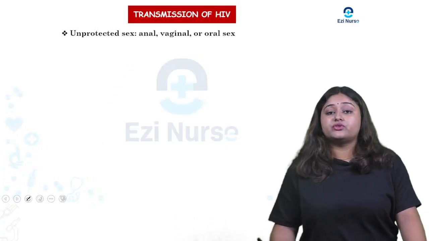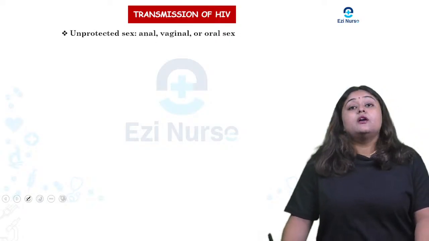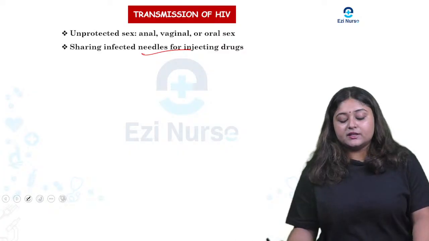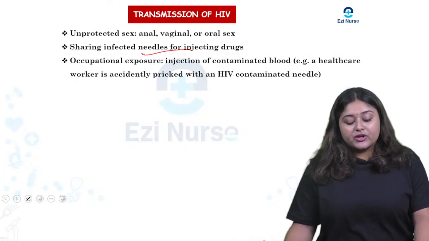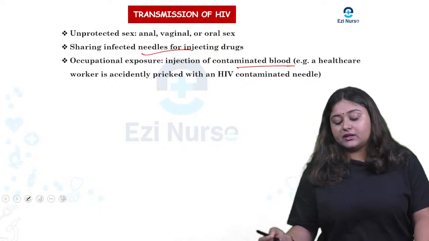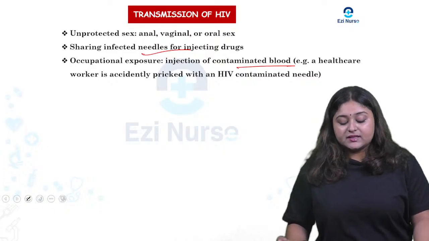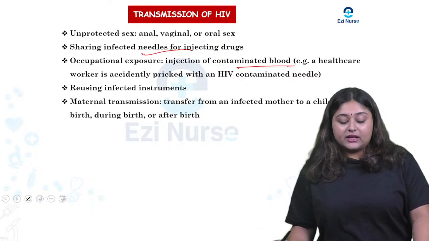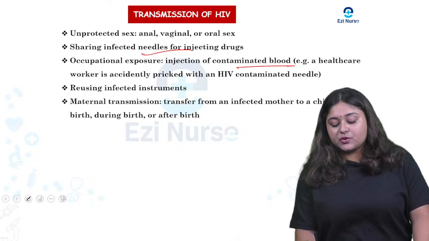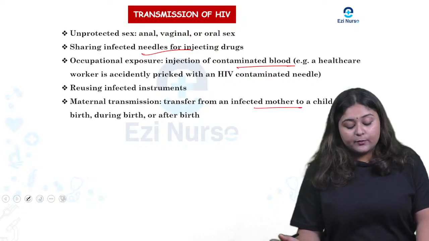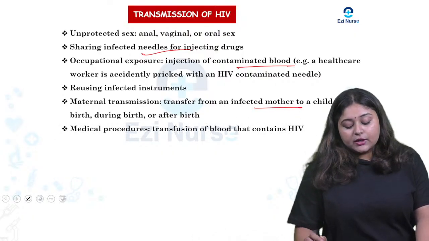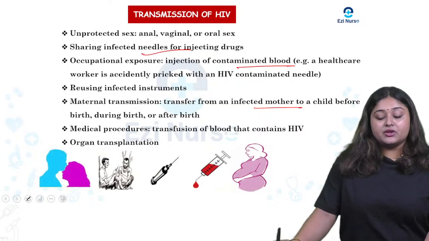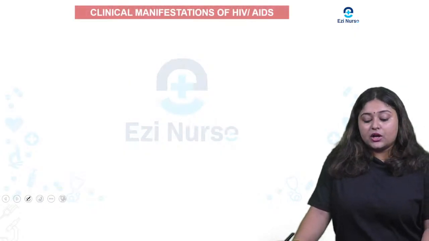So how does it transmit from one person to another? First is unprotected sex, like anal, vaginal or oral sex; sharing infected needles for injecting drugs; then occupational exposure, injections of contaminated blood, for example a healthcare worker accidentally pricked with an HIV contaminated needle; then using infected instruments; maternal transmission, like transmission from an infected mother to the child before birth, during birth or after birth; then medical procedures like transfusion of blood contaminated with HIV, and organ transplantation. Okay, so these all are the transmission routes of HIV.